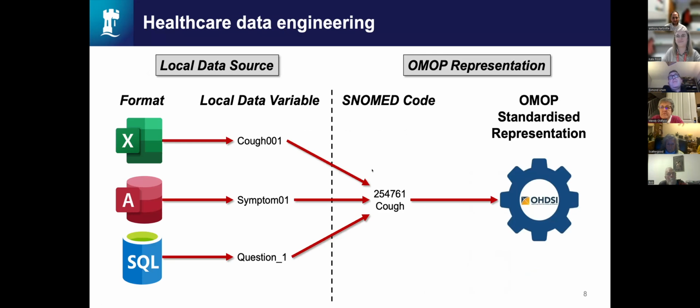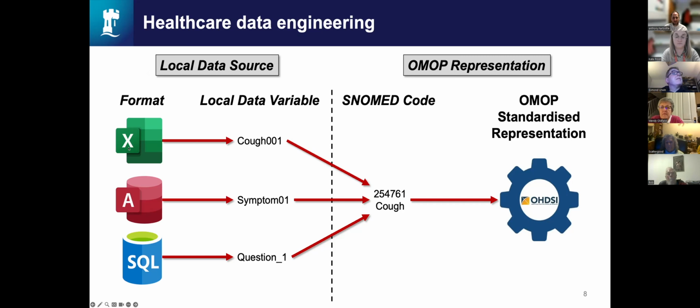Here we go. So the format, something in Excel, something called cough, a symptom. One of the key aspects of COVID was recording who has a cough. Is it a dry cough? Is it a wet cough? And as you can see, the standardized term, 254761, is the SNOMED International Healthcare Data Standard Code for cough.